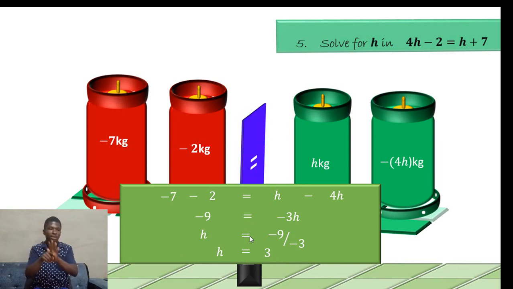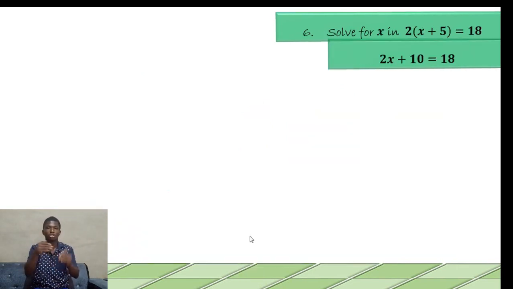Very interesting. Question 6. Question 6 here involves simplifying your brackets first. So when we open this bracket, you have 2x plus 10 equals 18. So 2 will multiply x to give 2x. 2 will multiply 5 to give 10. Then you have it to be equal to 18.